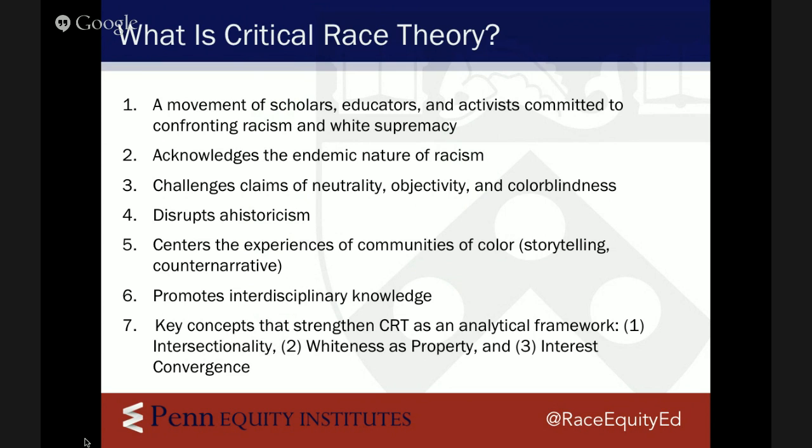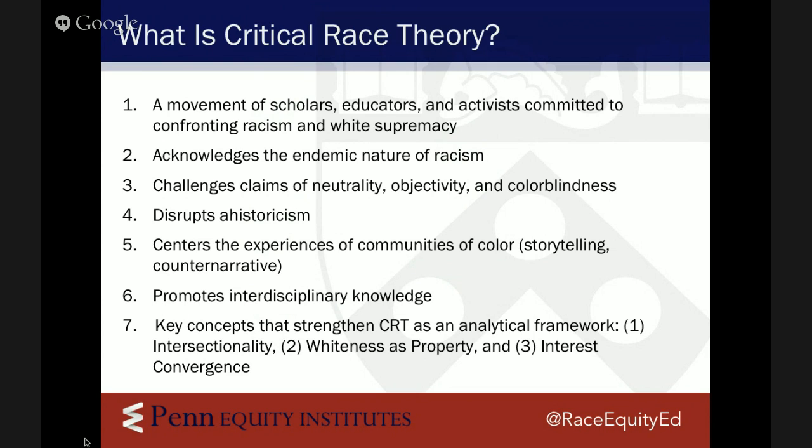Claims of neutrality and color blindness are attempts to dismiss that racism exists, or to deracialize attempts made to remedy historical injustices. Critical race theory disrupts ahistoricism and insists on a contextual and historical analysis of structures. So it's important to have an awareness of history and the fact that how we understand history is often shaped and misreported to celebrate those who are the oppressor or in positions of privilege and power.